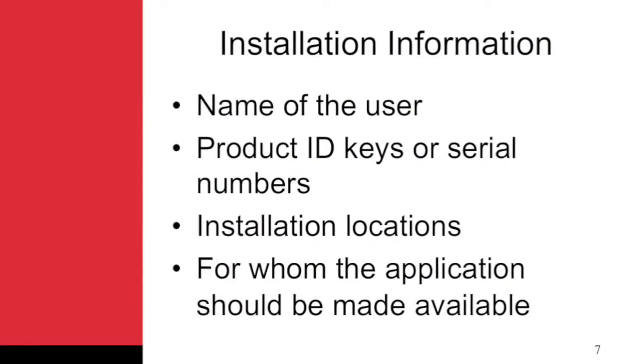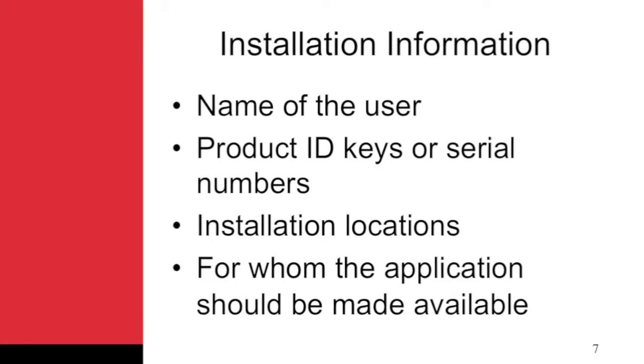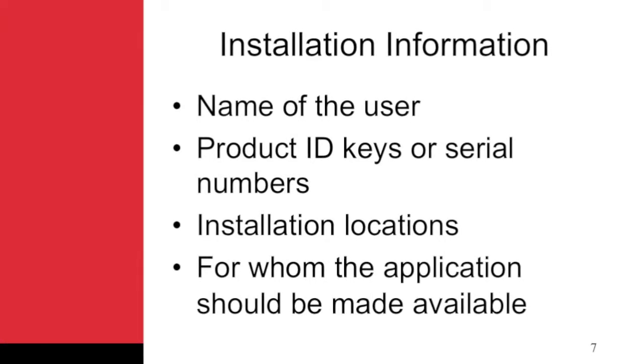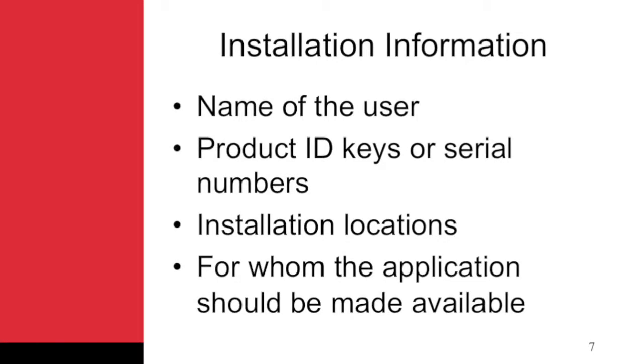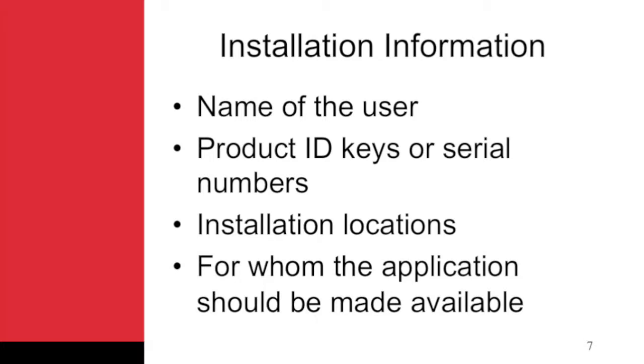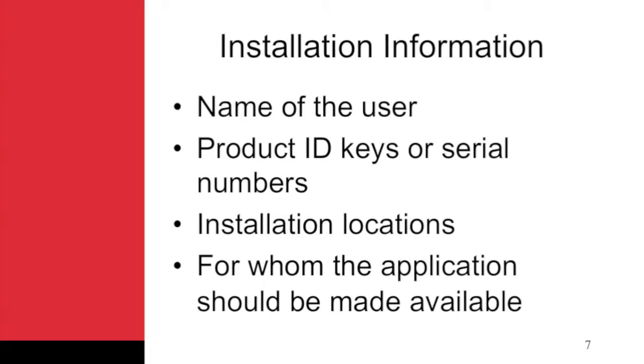Applications can be installed interactively or automatically. Interactive installations require that the support professional or user run the installation process and answer any questions asked by the installation. Common information that must be provided when installing applications includes these items: name of the user, product ID keys or serial numbers, installation locations, and for whom the application should be made available.